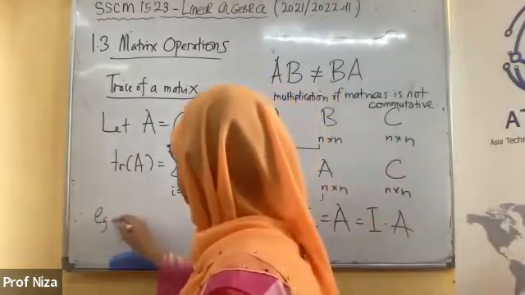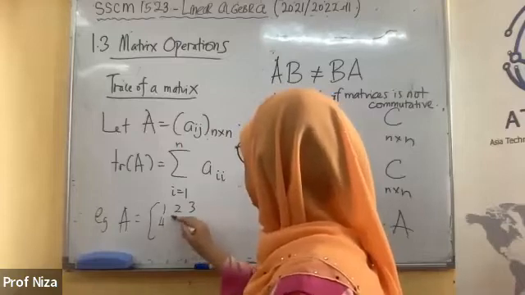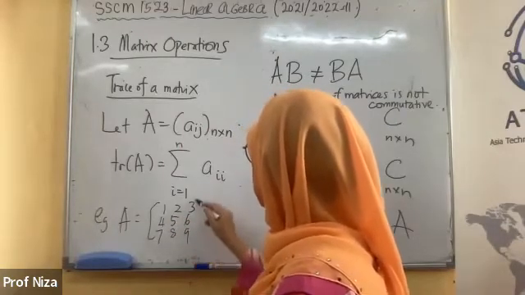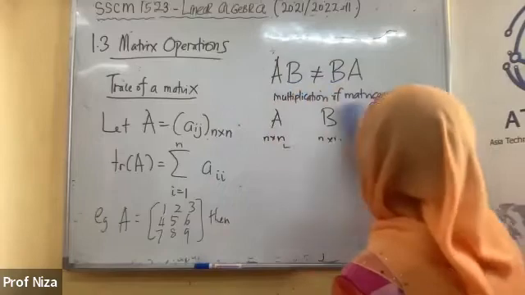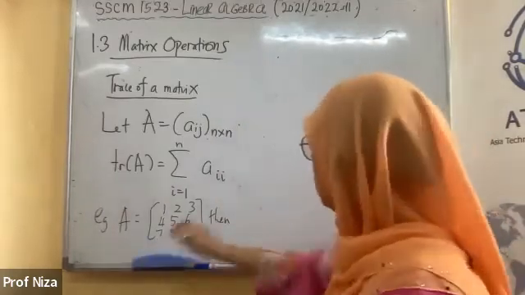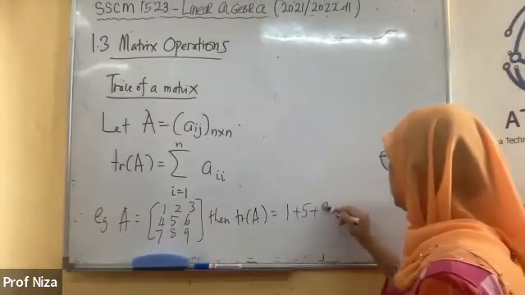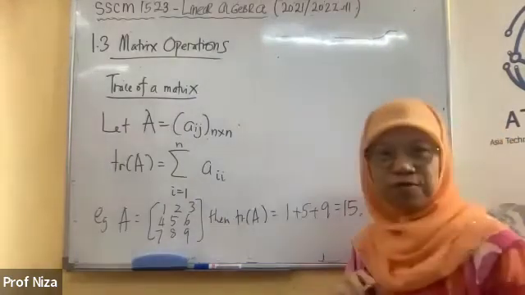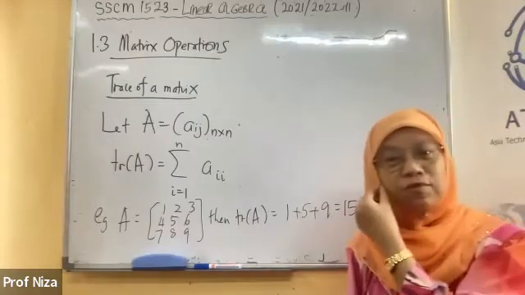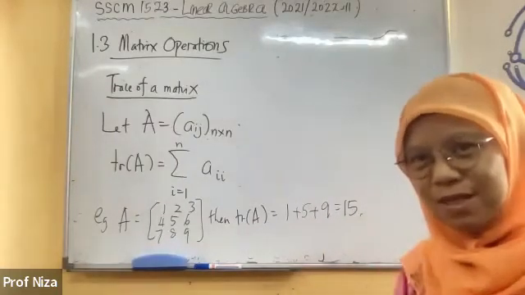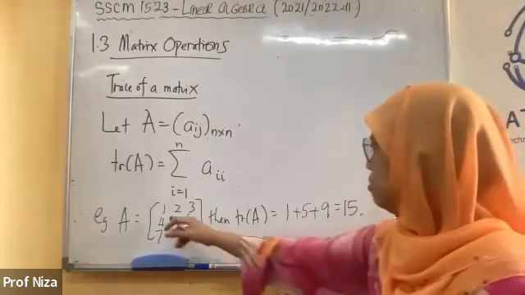So for example, if I give A equal to 1, 2, 3, 4, 5, 6, 7, 8, 9, then the trace of A is 1 plus 5 plus 9, which is 15. Okay, you should be asking yourself, why do we need to find the trace of a matrix? That's your homework. Google why. Why is it important, right? So this is the trace of a matrix.